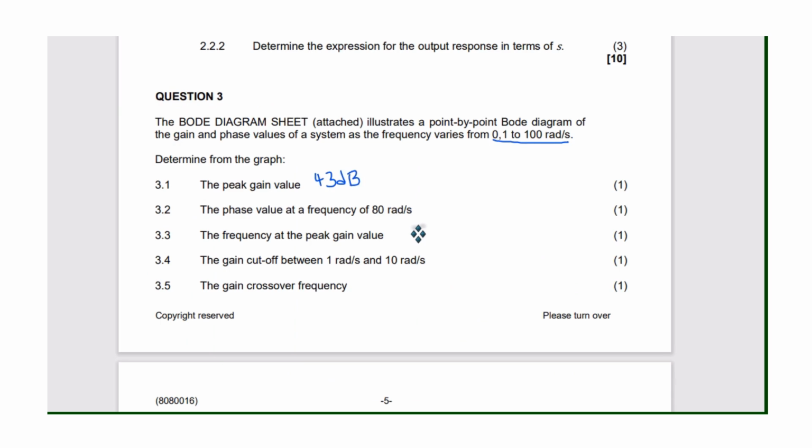Now the phase value at a frequency of 80 rad per second. So they gave us frequency 80 and they are looking for phase, which means they are looking for degrees. So let's go.